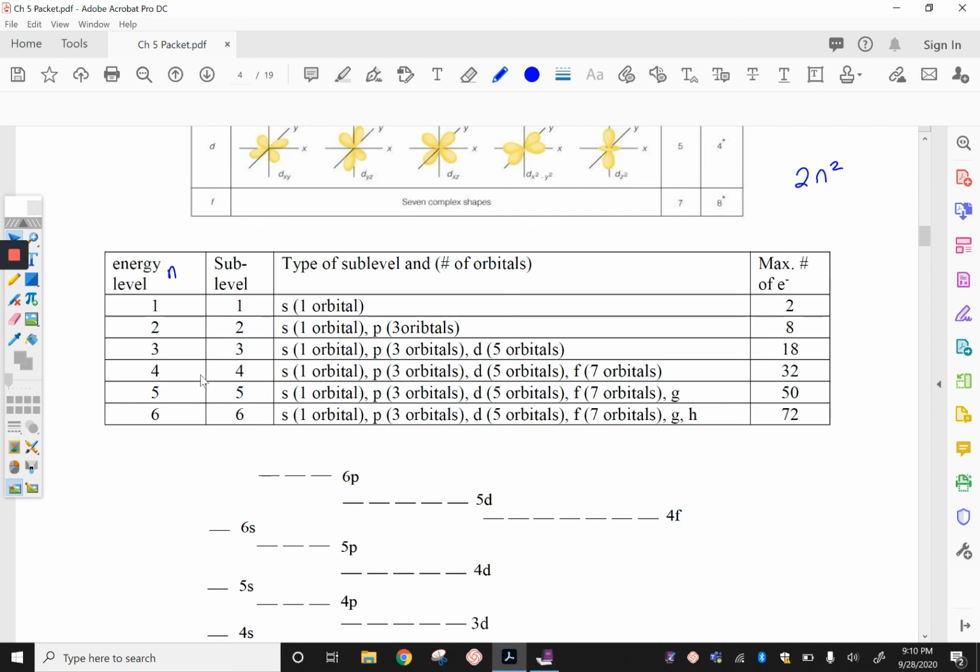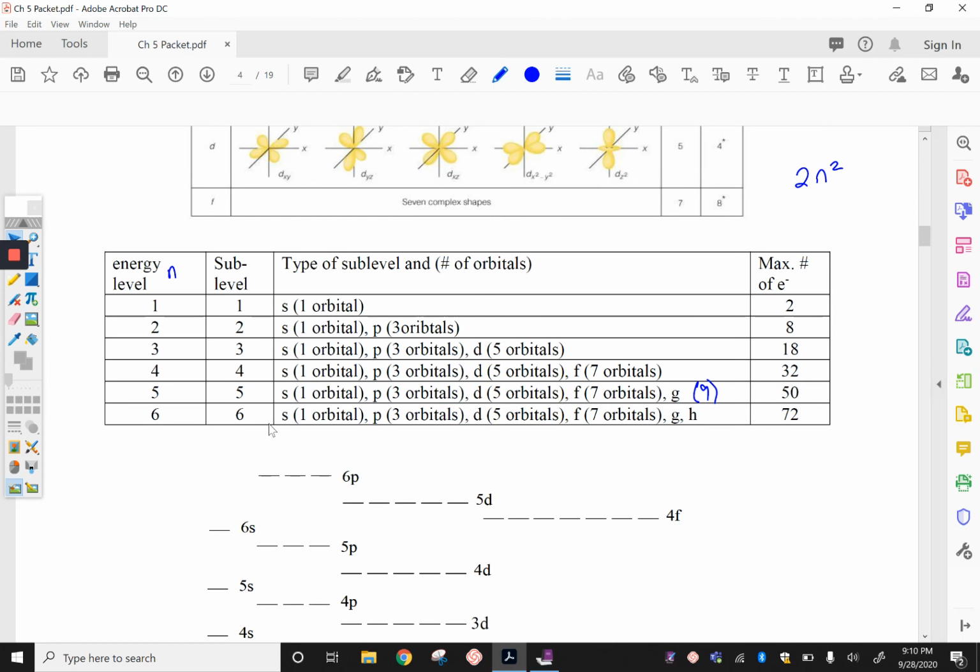Let's look at the fourth energy level. The fourth energy level has 4 sublevels, s, p, d, and f. The s has 1 orbital, p has 3, d has 5, f has 7. So altogether, that's 16 orbitals. Each orbital takes 2 electrons, so we get 32 total electrons. Fifth energy level has 5 sublevels. It has s, p, d, f, theoretically also g. S has 1 orbital, p has 3, d has 5, f has 7. Guess how many g has? Yep, they go up by 2, so it has 9. For a total of 25 orbitals, so that's a total of 50 electrons, because each orbital takes 2 electrons.